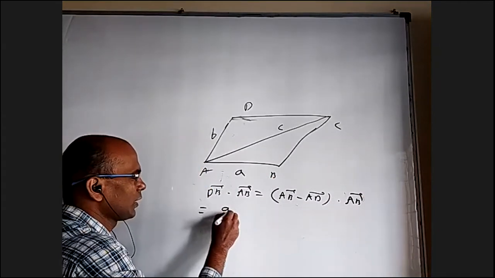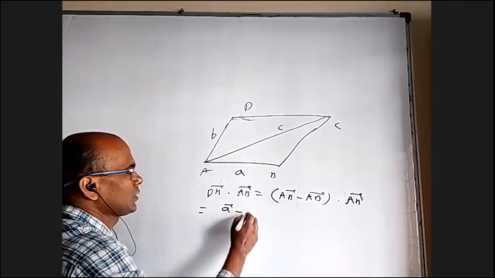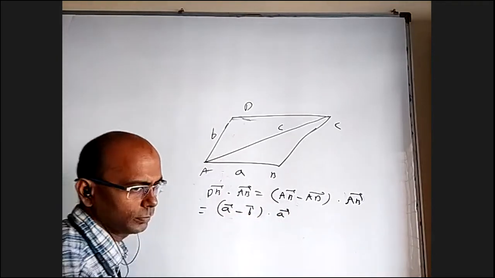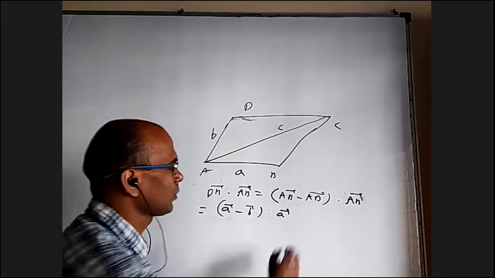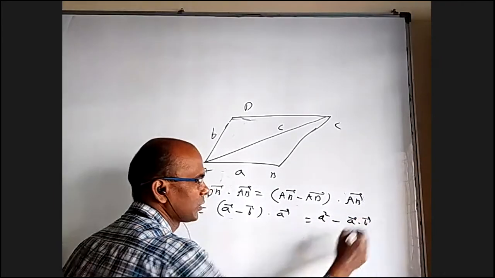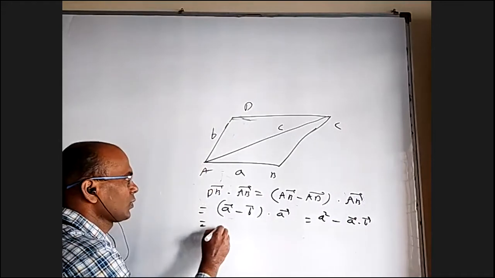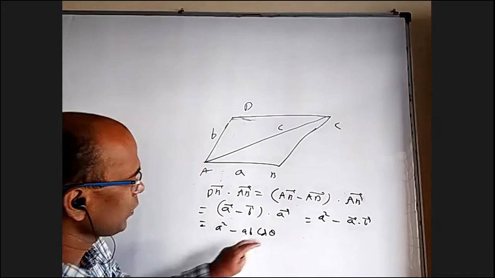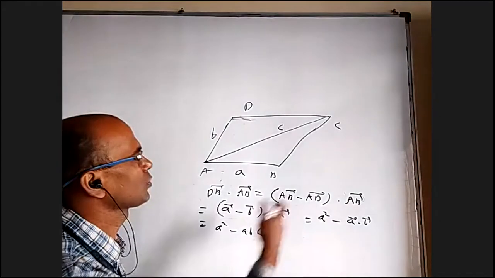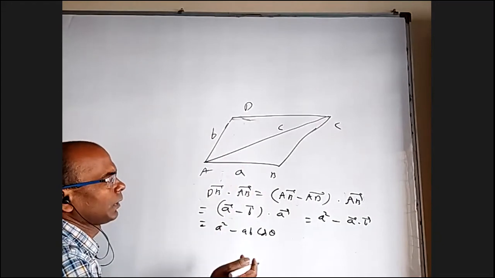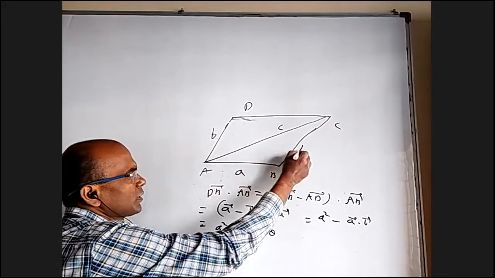What is AB bar? A bar. AD bar is B bar dot again A bar. A bar dot A bar is mod A bar square, which is A square itself, and the other one is A bar dot B bar. So A square, and A bar dot B bar is AB cos theta. How to find this cos theta, or how to find A dot B? If this is B, this is also B.